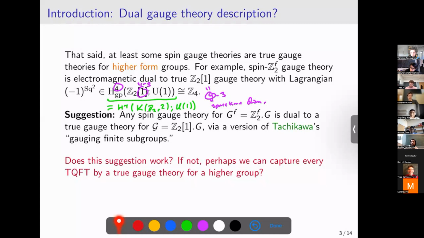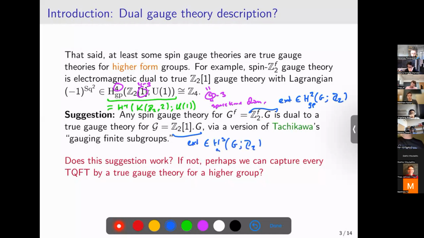Great question. So it can't be quite the same, because an extension of this type was classified by extension data that lives in H2 of G with coefficients in Z2. The latter is like an H3, right? This extension data lives in H3 of G with Z2. So there must be some rearrangement of data if you could do this. And you sometimes can do this. I don't want to tell you that you can never do this, but at least some of the time you can certainly do this suggestion.